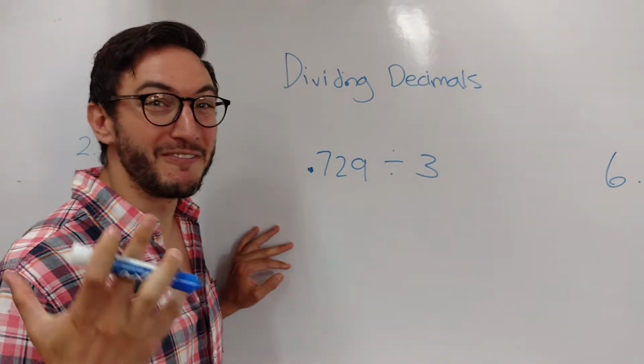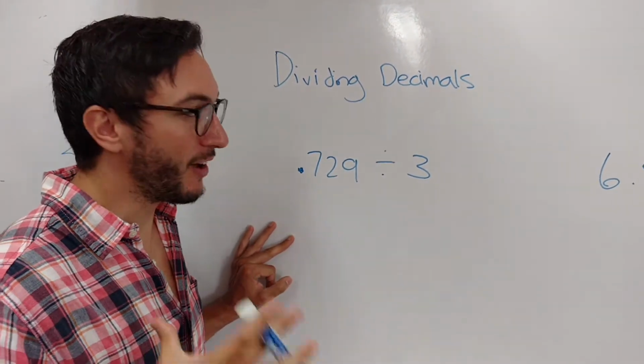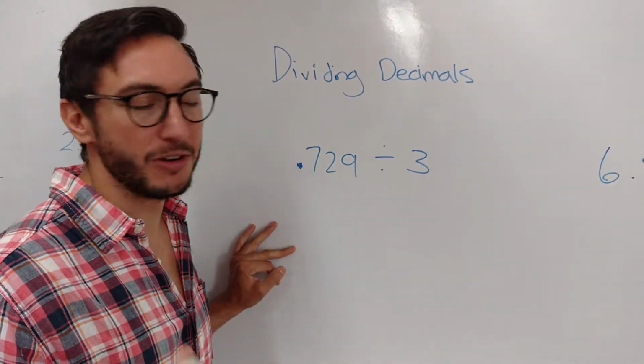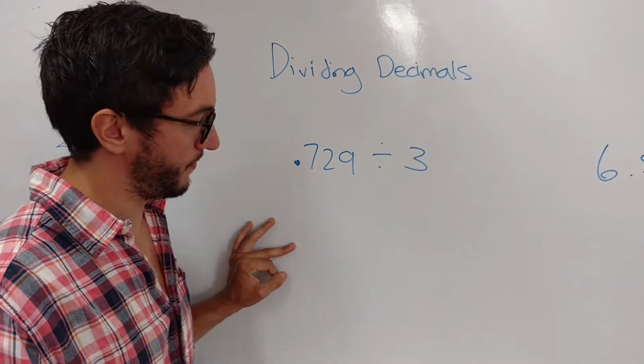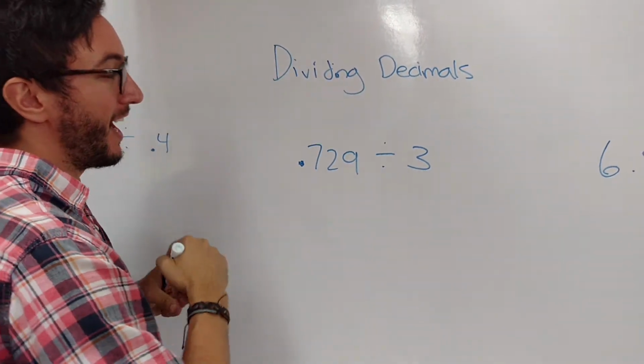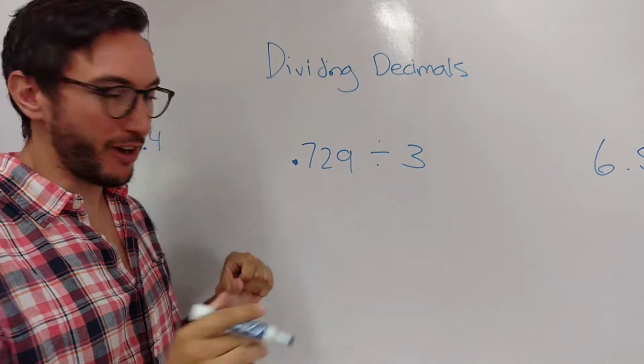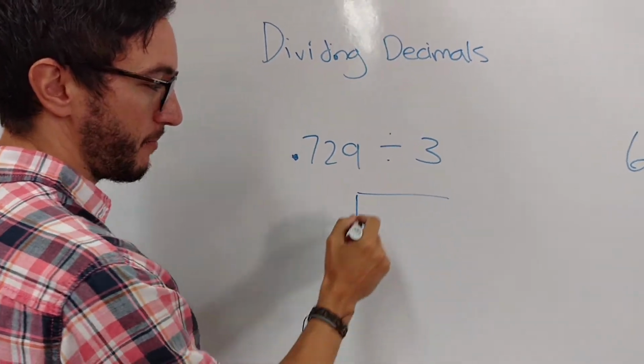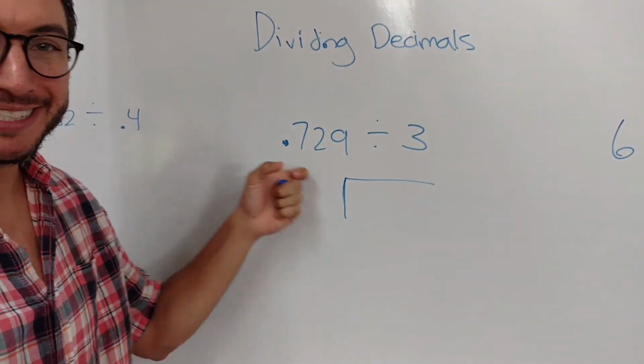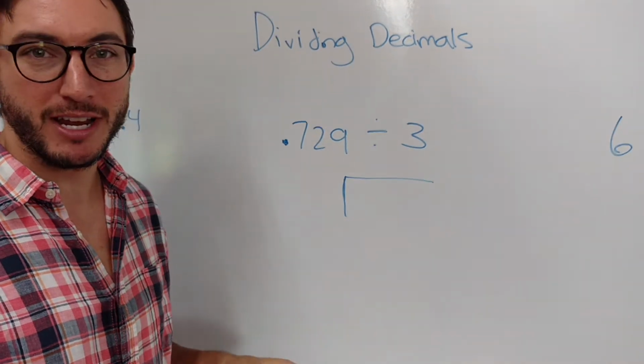We're going to show you how to divide decimals here. Dividing decimals is not difficult, but there's a few things we need to know. So, first things, I need to say this out loud to figure out how I'm going to set up my problem. This is 0.729 divided by 3.